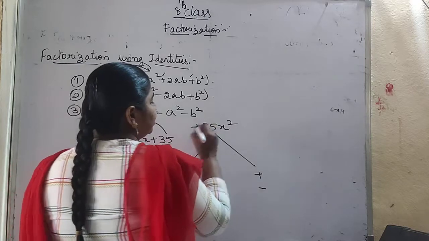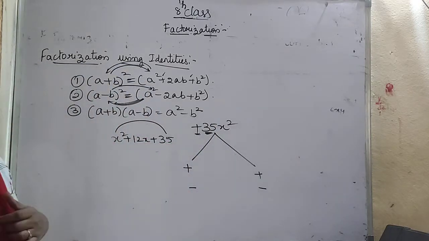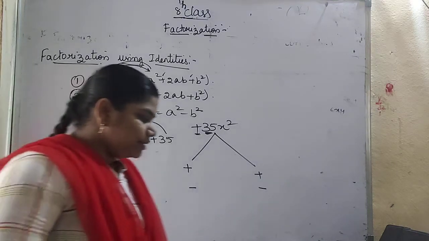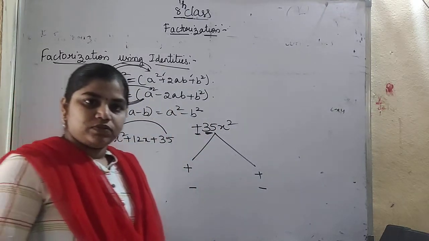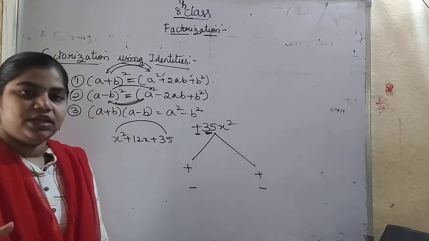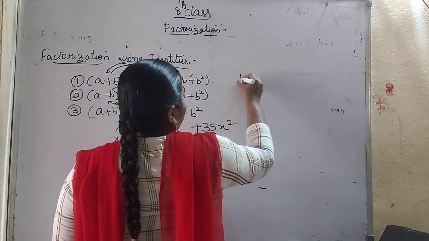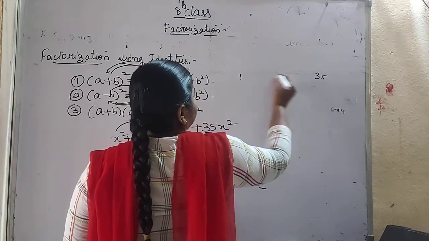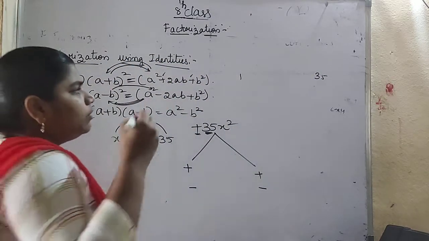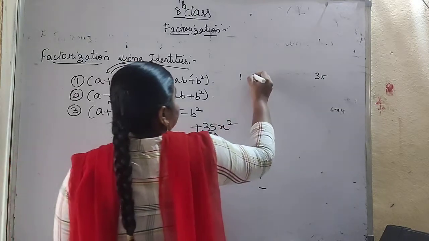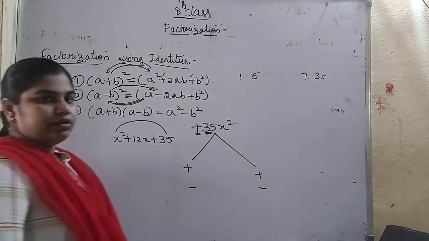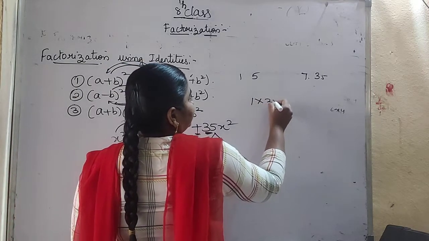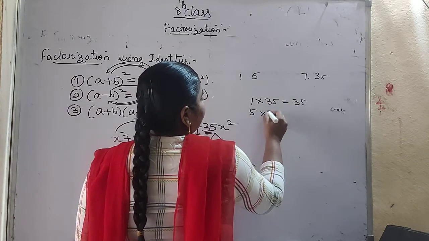Now we have to check the multiples of 35. 35 will go in which table? It will go in 7 5 times, 5 7 times. Can you tell the factors of 35? It will go in 35 1 times. So only these factors are there for us. It will not go in 2 table, 3 table, 4 table. It will go in 5 table, 5 7 times is 35. Only these are the factors for the 35 value: 1 35 times is 35, and 5 7 times is 35.